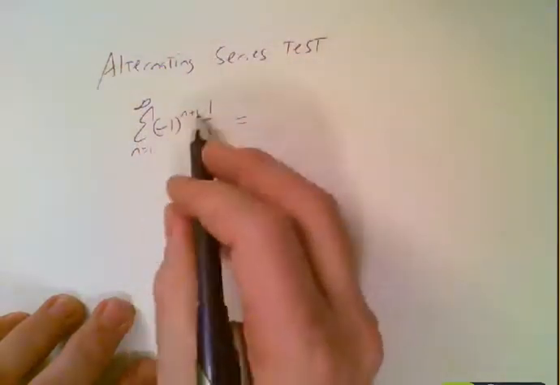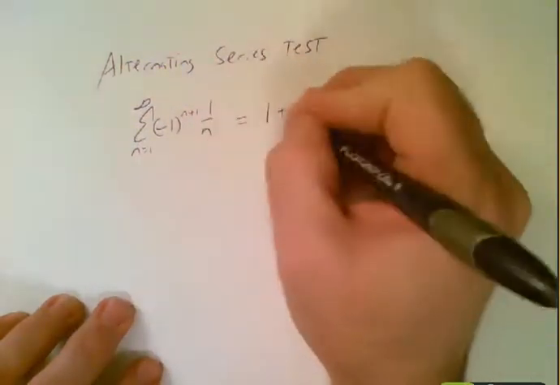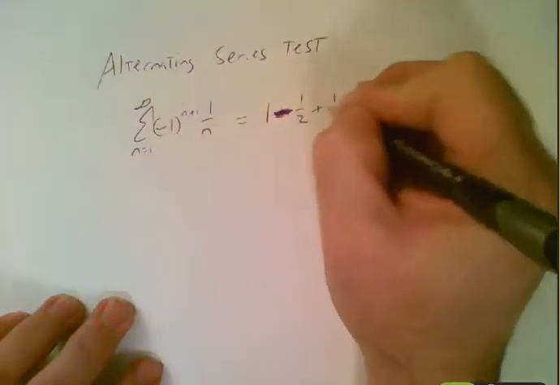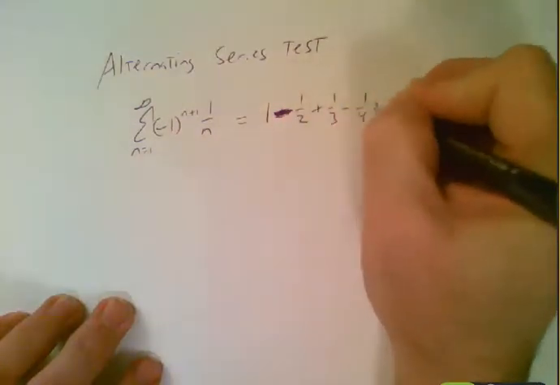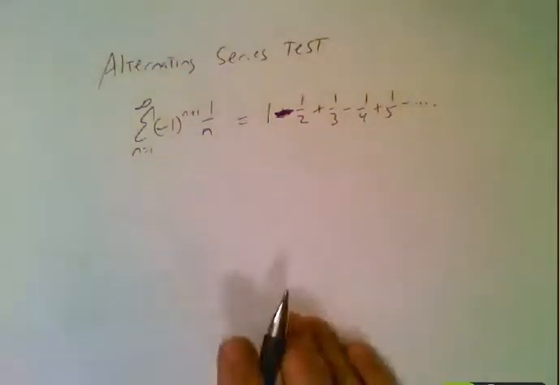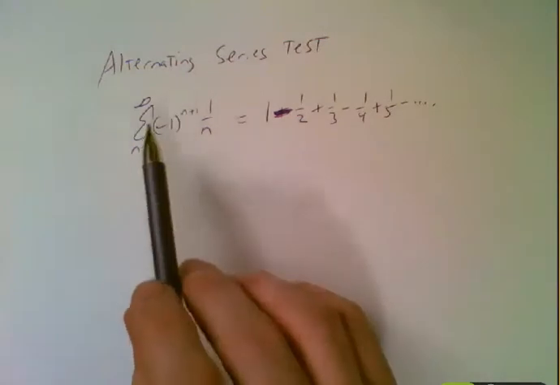Let's see, our first term would be positive, so we'd have our 1. And our second term would be negative, so that'd be minus a half, plus a third, minus a fourth, plus a fifth, etc., etc. Okay? And the question becomes, is that enough to make this series converge?